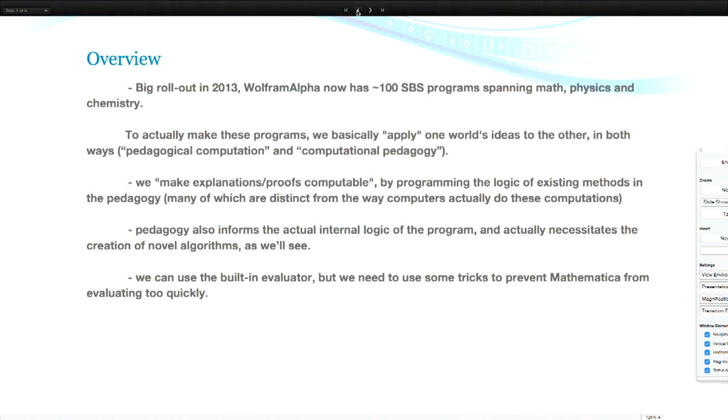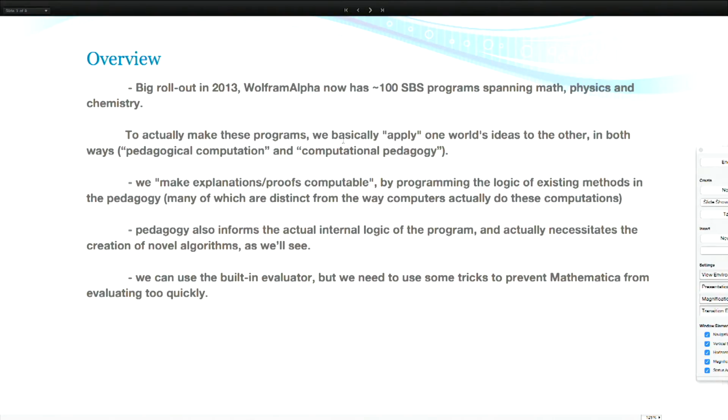So just an overview of the talk, or an overview of step-by-step. We had the big rollout, I think, in 2013 of most of our initial step-by-step programs. Now we have about 100 step-by-step programs spanning math, physics, and chemistry. I think those are the only areas covered.